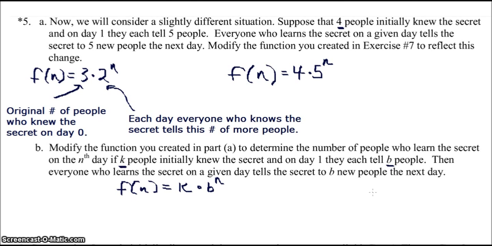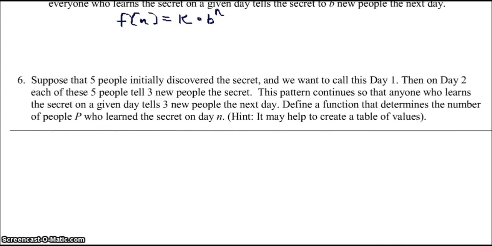particular numbers. Number 6. Suppose that 5 people initially discovered the secret, and we want to call this day 1. Then, on day 2, each of these 5 people tell 3 new people the secret. This pattern continues so that anyone who learns the secret on a given day tells 3 new people the next day. Define a function that determines the number of people P who learned the secret on day N. Hint, it may help to create a table of values. Okay, let's create a table.